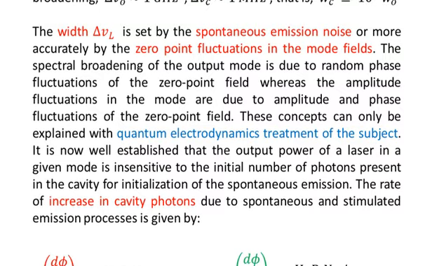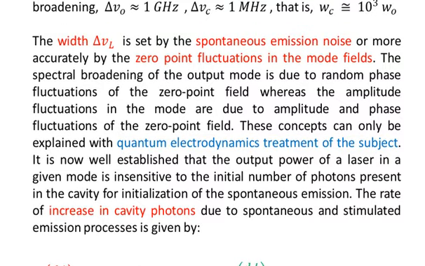The treatment of this subject in greater detail will require a quantum electrodynamics treatment. But you know that we are using a semi-classical theory, and we want to borrow some results from the quantum electrodynamics treatment as well. But we shall not prove that one because we are not following that treatment. The width ΔνL is set by the spontaneous emission noise, or more accurately by the zero-point fluctuations in the mode fields.